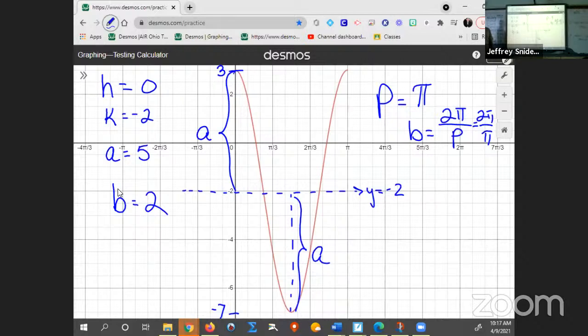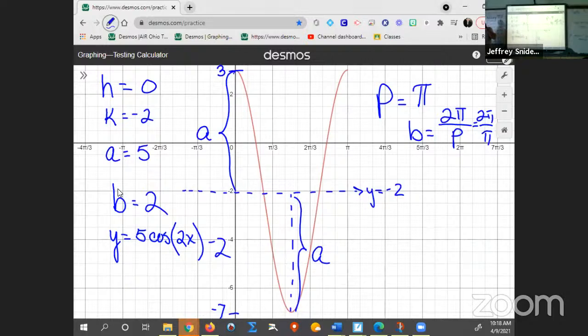All I have to do is say, is this cosine or sine? It's a cosine. So it looks like this should be y equals 5 cosine of what? 2x. Since there's no phase shift, I don't have to do anything else in here. And then what? -2. Done.